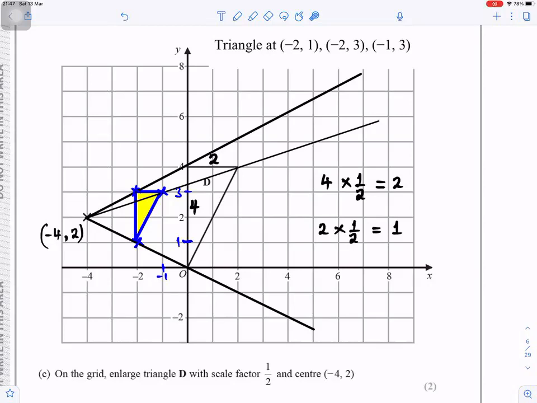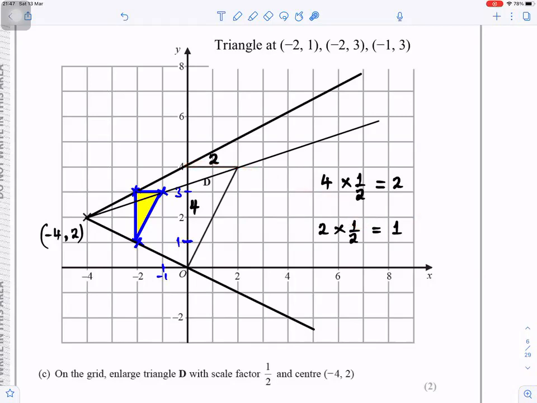But with enlarging by the scale factor a half, that means we're going to multiply by a half. So the original shape has a height of 4 over there. So we multiply 4 times a half. That gives us 2. So the new shape will have a height of 2. And this length for the original shape is 2. We multiply that by a half because the scale factor is half, which will give us 1.